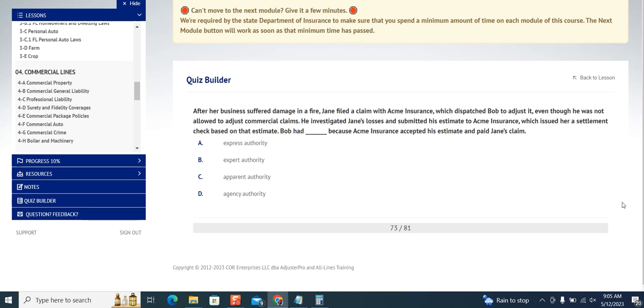After her business suffered damage in a fire, Jane files a claim with Acme Insurance, which dispatched Bob to adjust it. Even though he was not allowed to adjust commercial claims, he investigated Jane's losses, submitted his estimate to Acme Insurance, which issued her a settlement check based on the estimate. Bob hit blank because Acme Insurance accepted his. Oh my God.